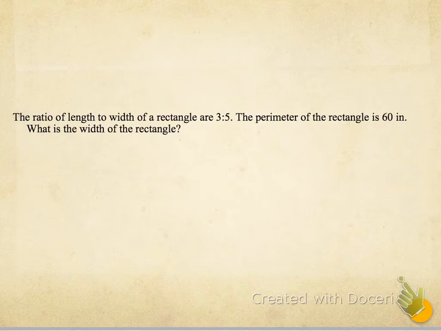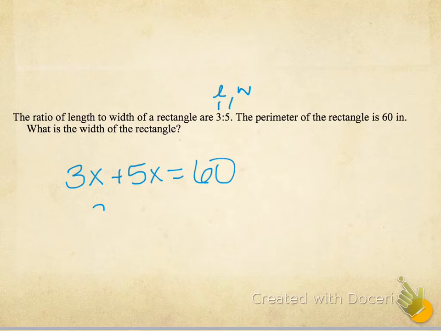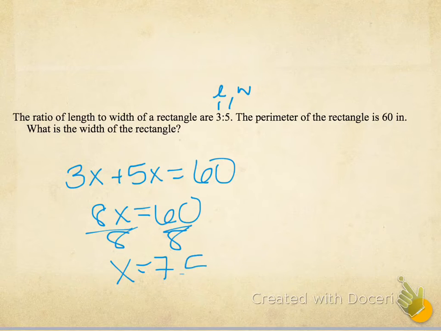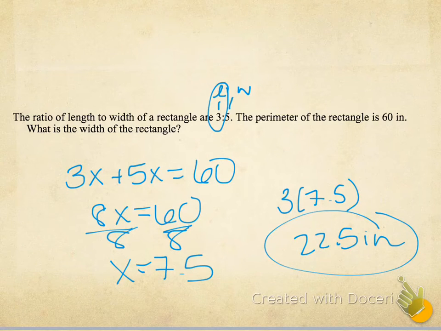The ratio of the length to width of a rectangle, so it's written respectively, so this is the length, this is the width, and the perimeter is 60 inches. Okay, so I'm going to take 3x plus 5x equals 60, so 8x equals 60, divide by 8, so x equals 7.5. What is the width of the rectangle? Well, the width is the 3, so I'm just going to take 3 times 7.5 to get 22.5 inches.